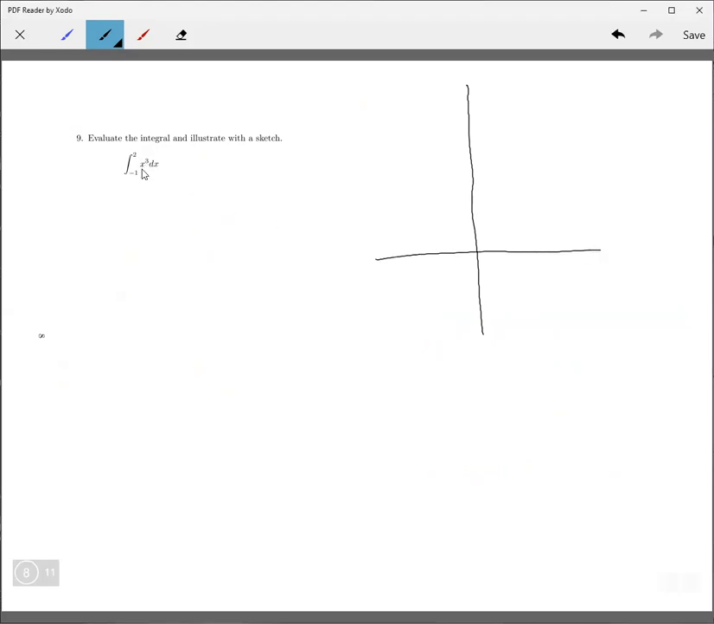This is x cubed, okay? So x cubed, it comes up like this. Flattens out and then continues on upwards like that. Okay, and let's say that's -1, let's say that's 1, and then 2 could be somewhere over here.